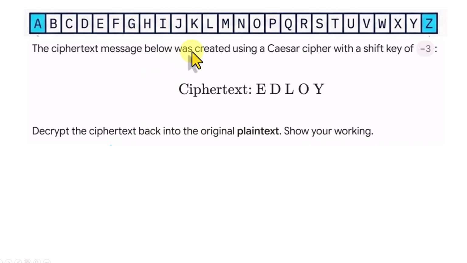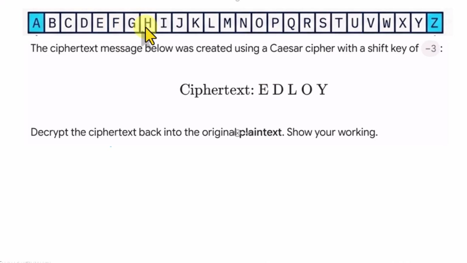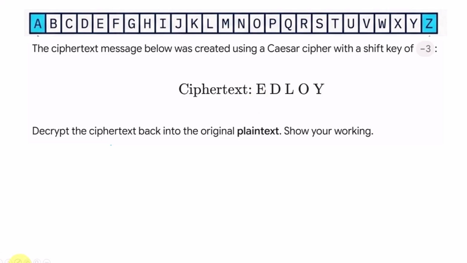Or the cipher message below was created using a Caesar cipher with a shift key of -3. So this is the ciphertext, the result of the encryption, and we have to decrypt it and find the original plaintext. The key was -3 while encrypting, which means 3 places we went to the left. Now decrypting that, we have to do the reverse operation, so we move it 3 places to the right. The first one E: 1, 2, 3. That will be H. So E will be H.